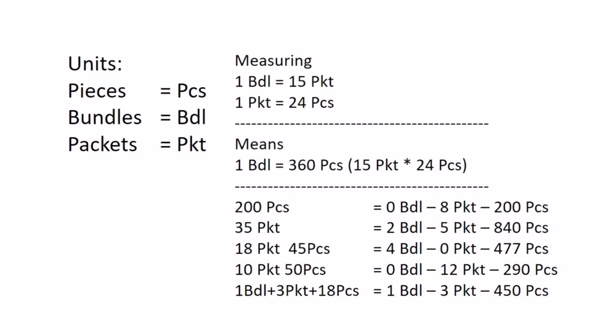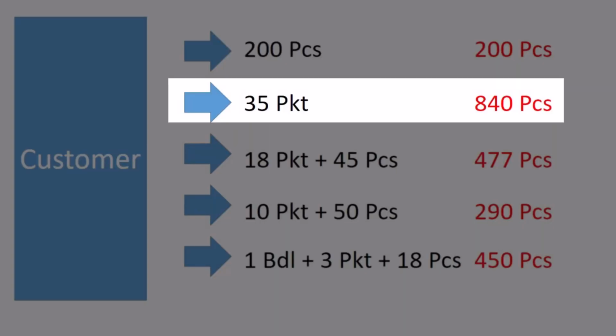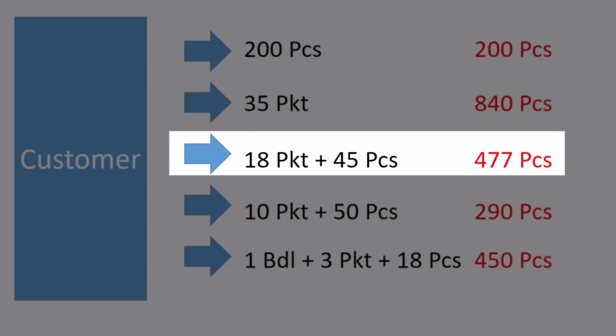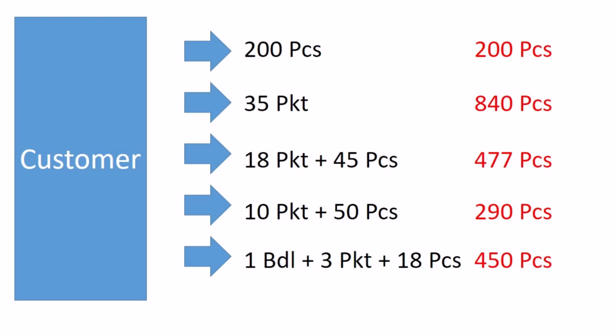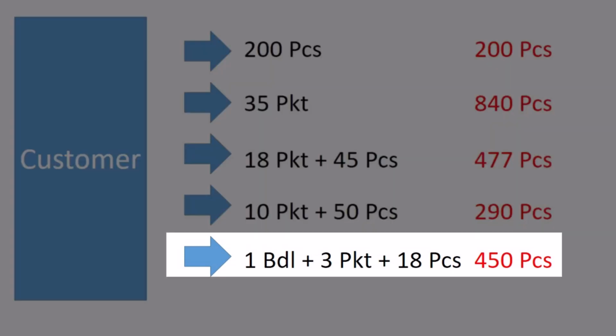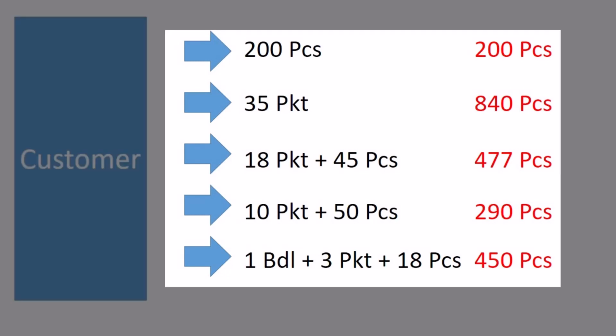Why does this come up here? It means when a customer wants to buy in a different scenario, like he wants to buy 200 pieces, or maybe 35 packets, or maybe 18 packets and 45 pieces, maybe 10 packets and 50 pieces, or maybe a combination of all: I need 1 bundle, 3 packets and 18 pieces. This multiple unit transaction is not possible in simple Tally. Using our TDL, it is easy to work.